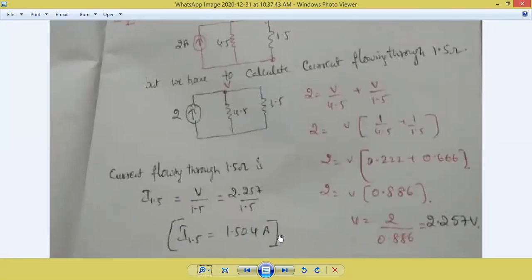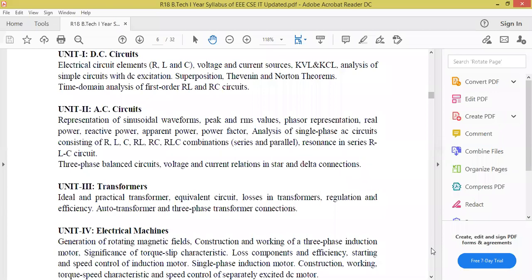1.504. You do the mesh analysis also, the same problem. Okay, right. Now you see all of you, now I take you to the syllabus. You can take the screenshot of that one, the syllabus copy. BW subject, how many units are we having? We are having 5 units, all of you.